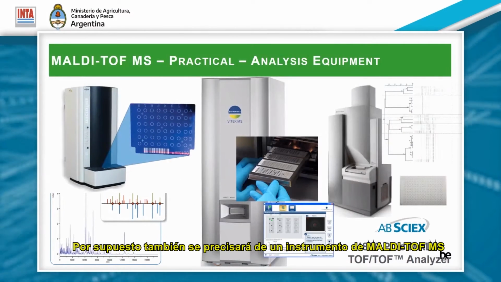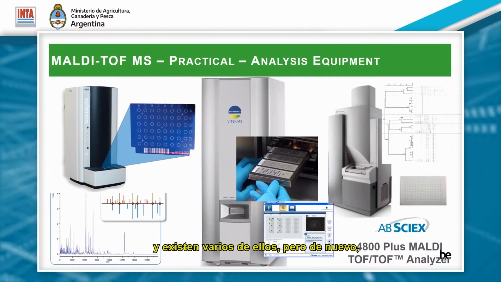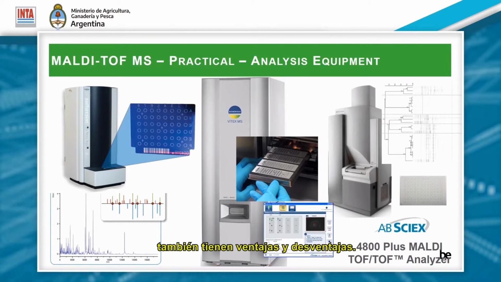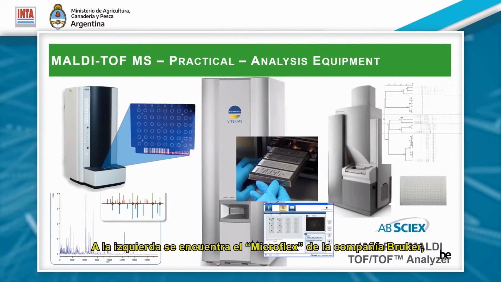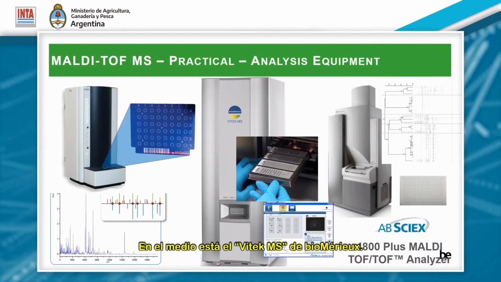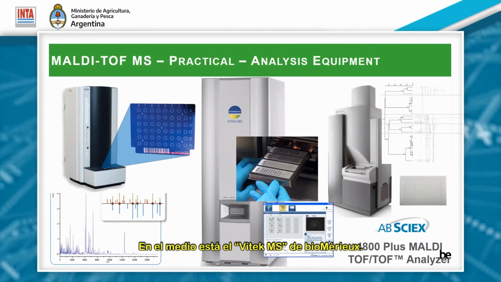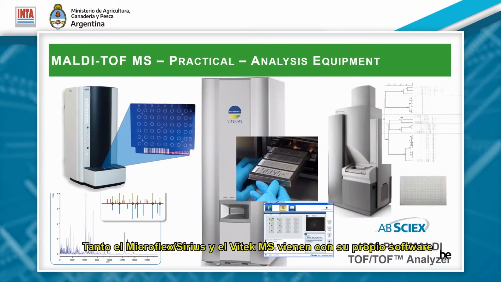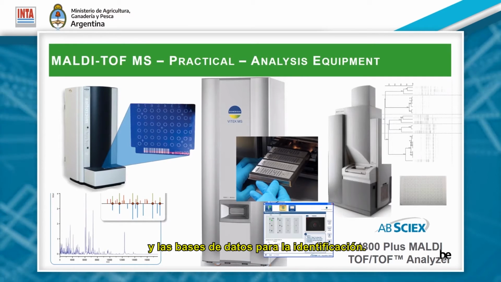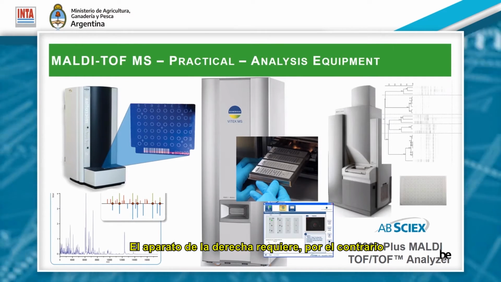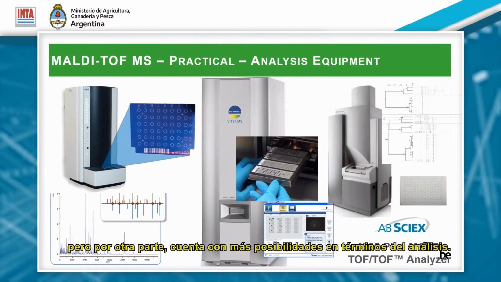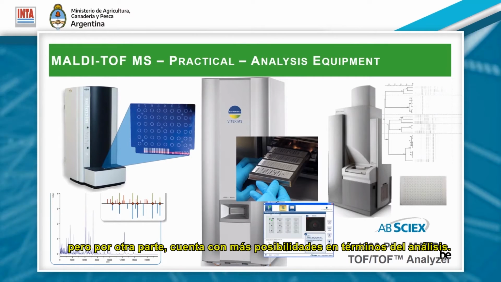Of course, you also need a MALDI-TOF MS instrument, and different instruments exist, but again, they also have their advantages and disadvantages. On the left, you have the Microflex from Bruker. This will be replaced by a new model, the Sirius. In the middle, you have the Vitek MS from Biomérieux. Both the Microflex or Sirius and the Vitek MS come with their own software and databases for identification. The device on the right requires the development of user-generated identification databases. On the other hand, it offers more possibilities in terms of analysis.